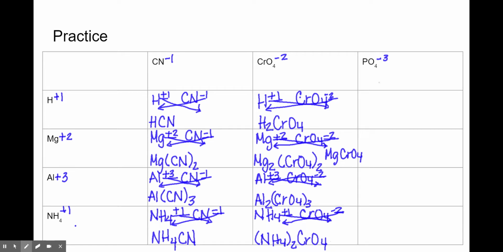For our last column, I have H plus and PO4. My H's charge is +1. My PO4's charge is -3. Go ahead and cross them. So I have H3 and then PO4, and it would be 1, but again, we do not write the ones.